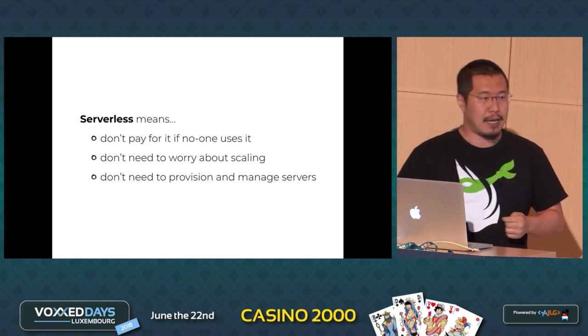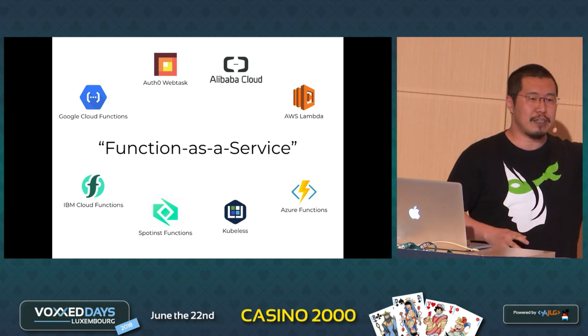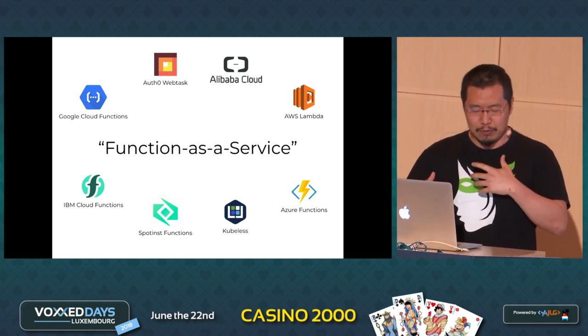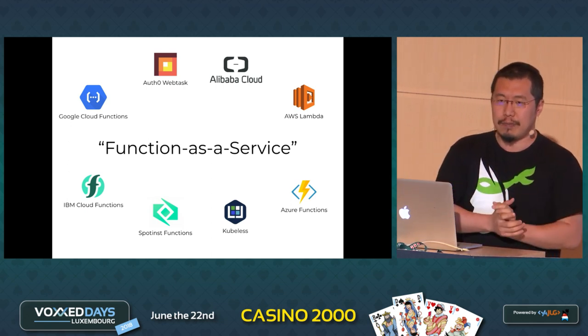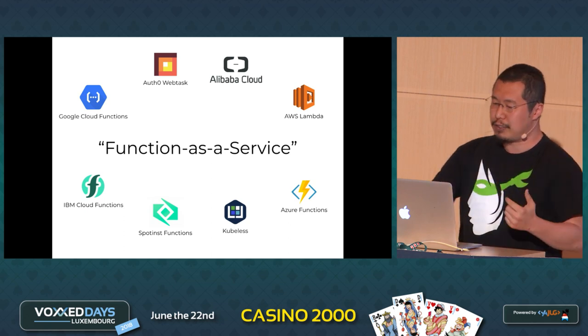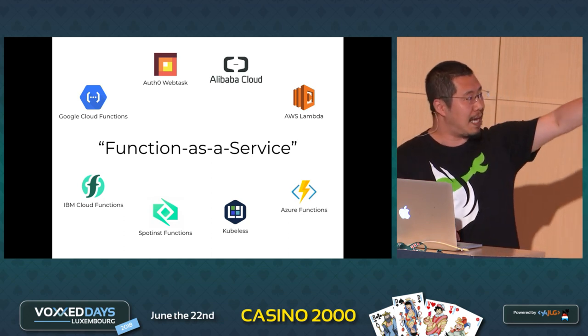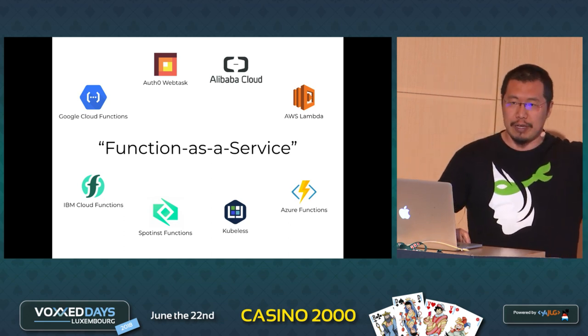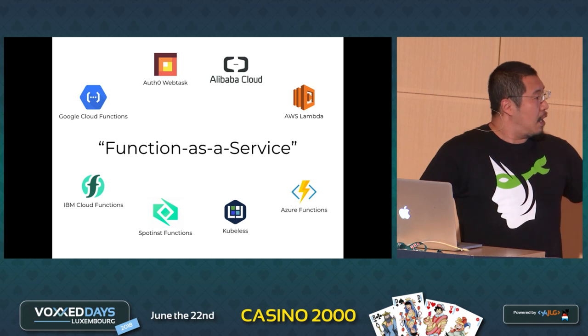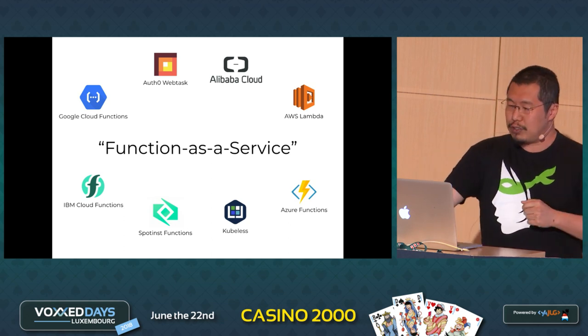And you may have also heard of function as a service, or FaaS, which is a very closely related term that people often talk about when they talk about serverless. And that's where you're going to find the poster boy for serverless, AWS Lambda right there. And then you also have Spotinst functions and Google Cloud Functions and Azure Functions and so on.